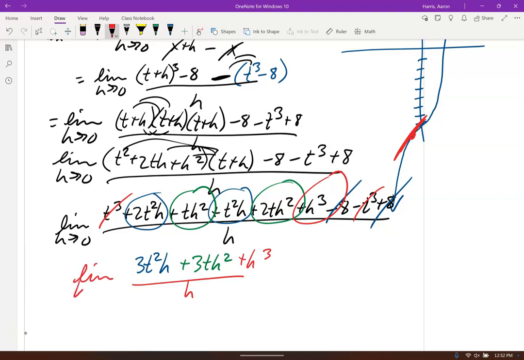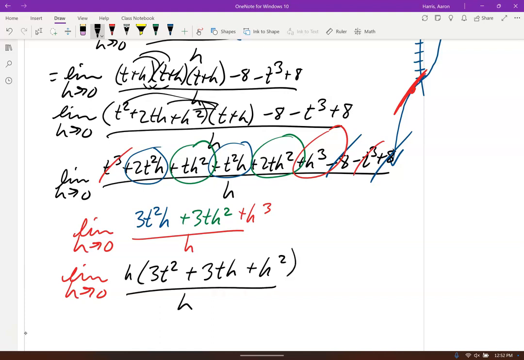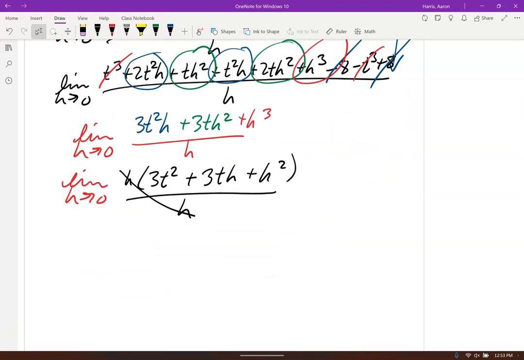Now remember, I'm trying to get a factor of h out of the top here. So take an h out, and I have 3t squared plus 3th. Now there's only one h left, and h squared. It's all over h, so those h's cancel. And now let's throw 0 in for h. So I got 3t squared plus 3t(0) plus 0 squared. So that's gone, that's gone. I'm just left with 3t squared on this. Okay?